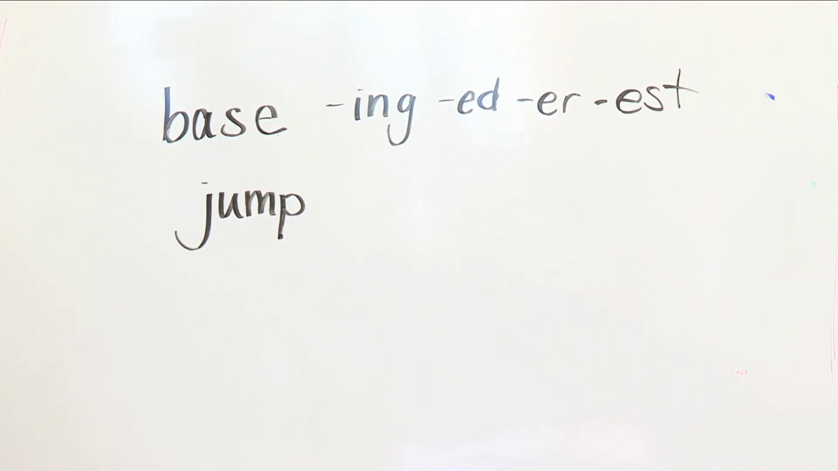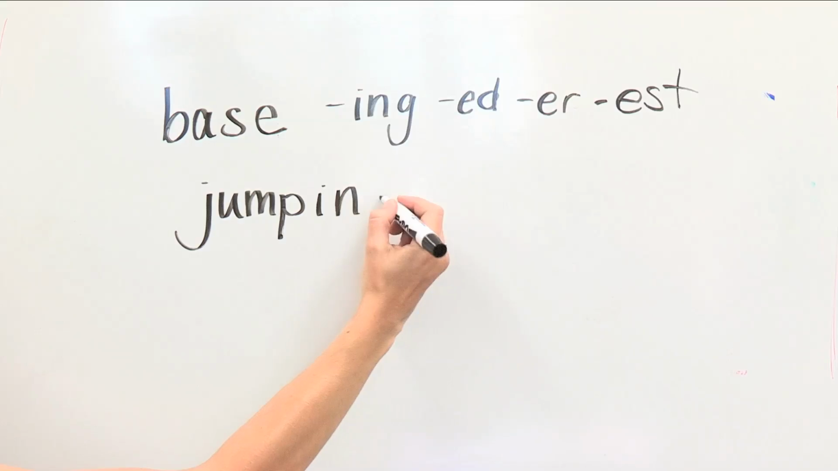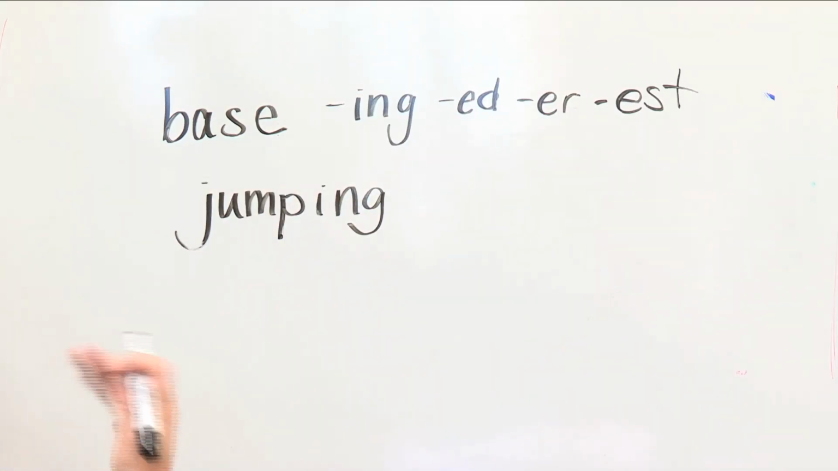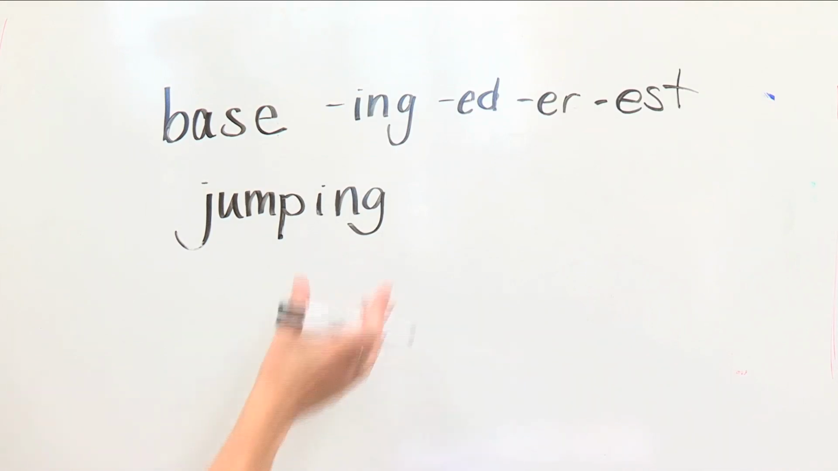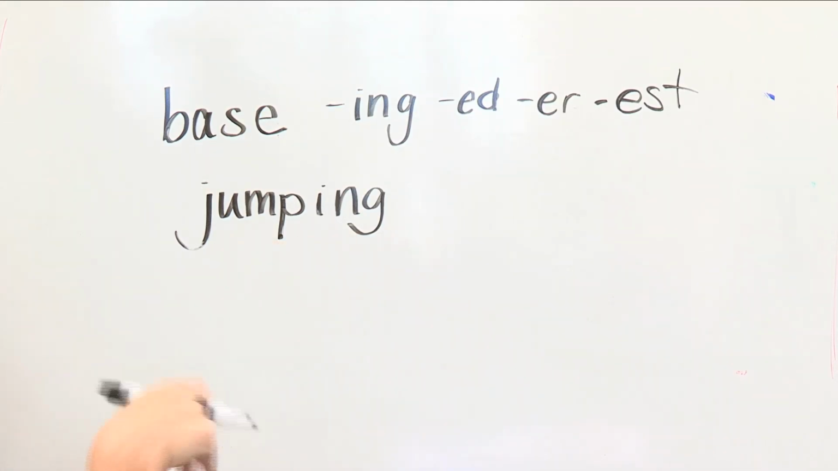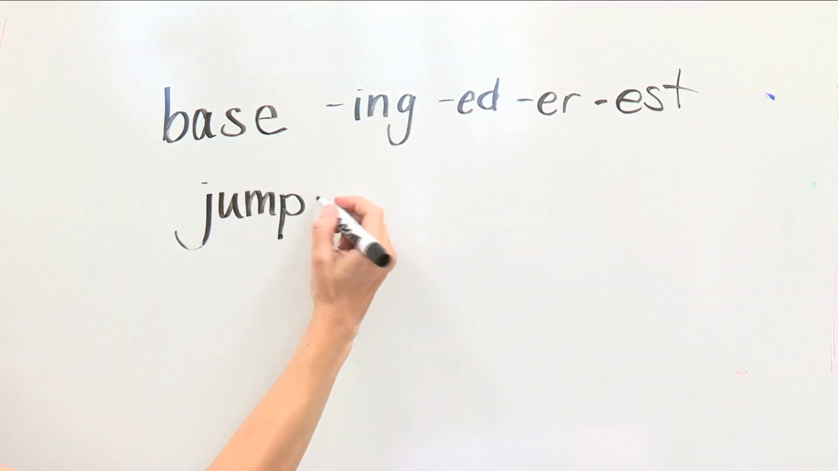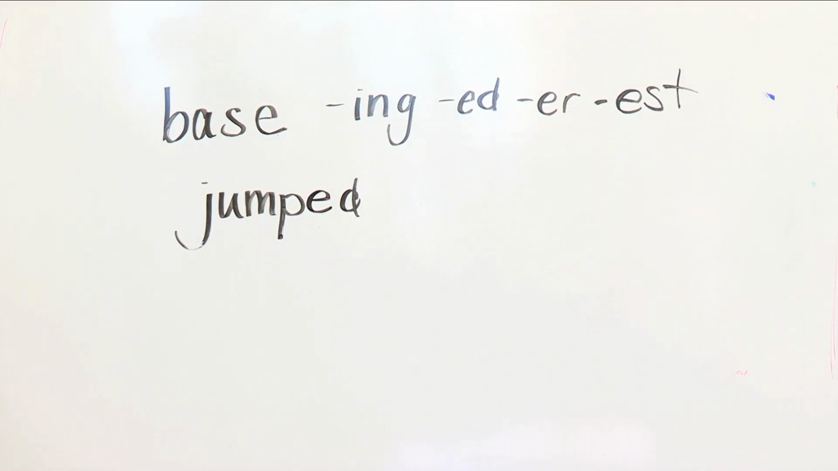Okay. So jump, if I want to make it jumping, all I do is I just add the ing. I didn't change anything to the word jump. The only thing that changed was its meaning. When I added the ing, it said I'm jumping, I'm doing it right now. If I wanted to add ed, I jumped. I'm talking about I did it in the past. So I changed the meaning, but I didn't change the spelling. Now, but, of course, there are rules.